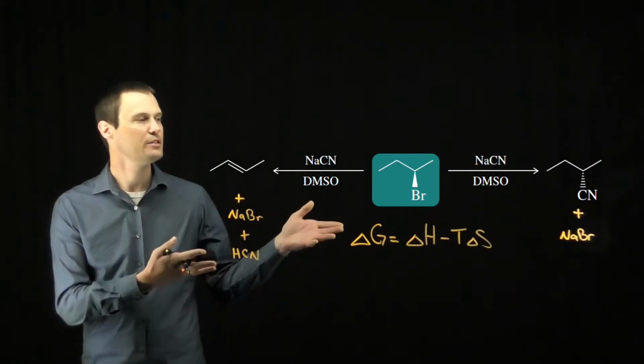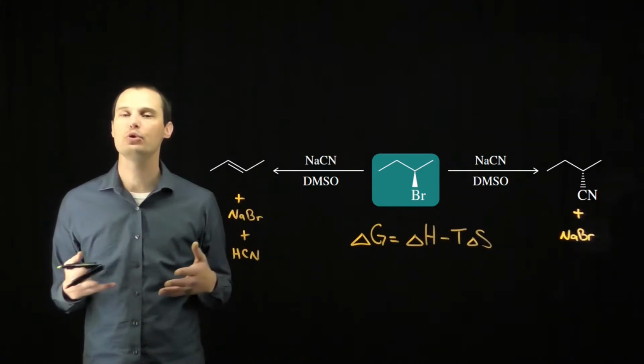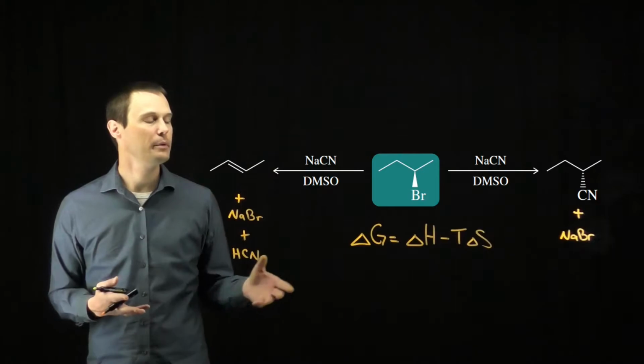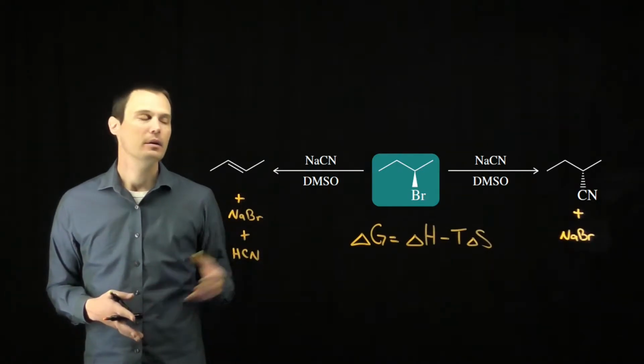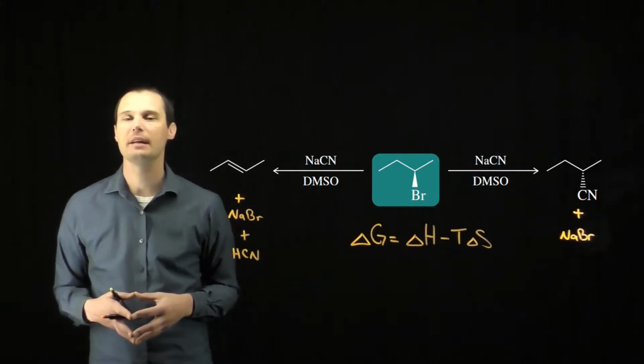This question asks us to consider the same reaction conditions for the same substrate and decide which pathway, SN2 or E2, will be more favorable at elevated temperatures. Favorability is a delta G term. Delta G, so we need our equation for delta G. Delta G is equal to delta H minus T delta S.